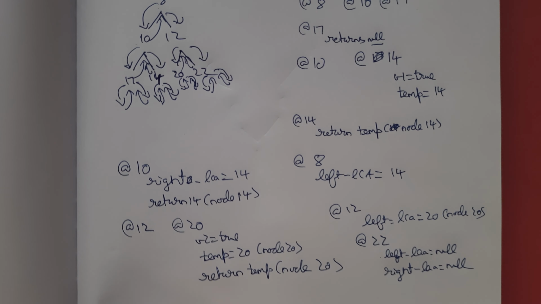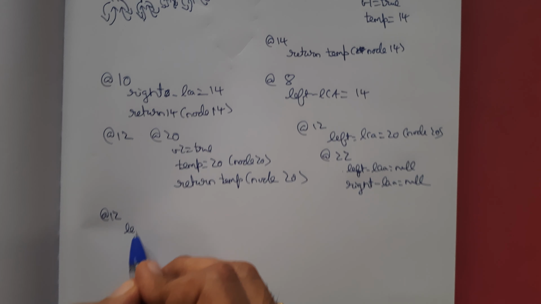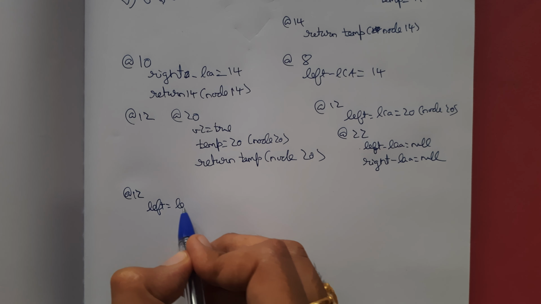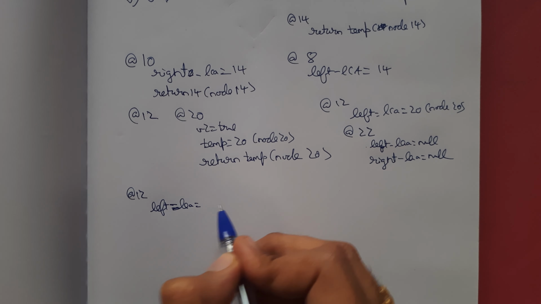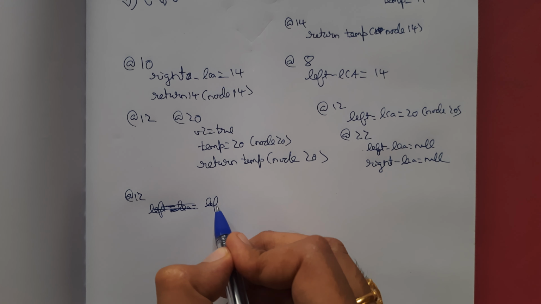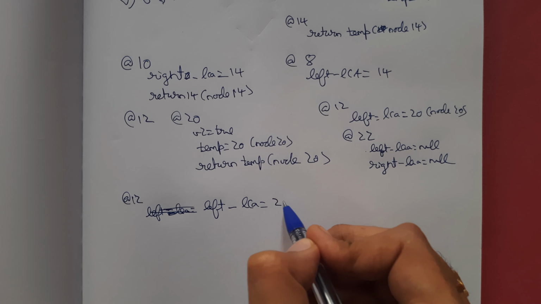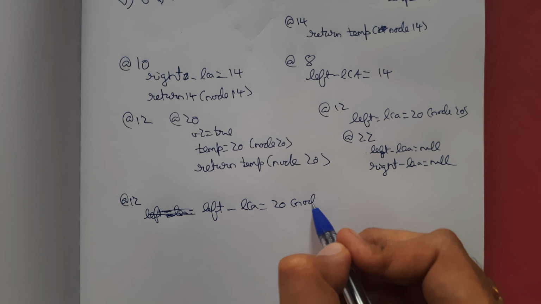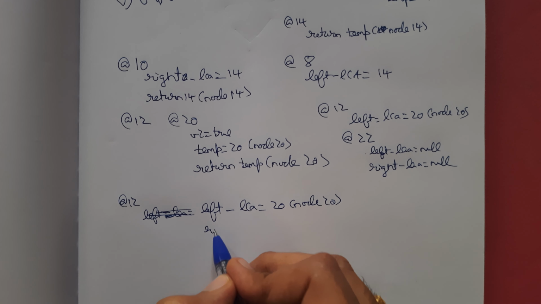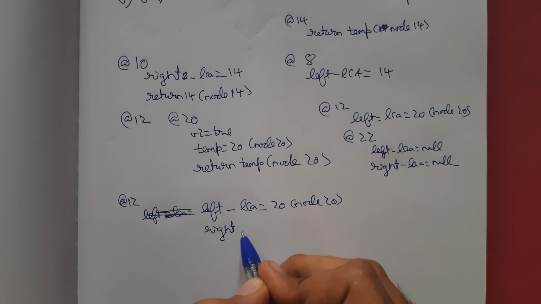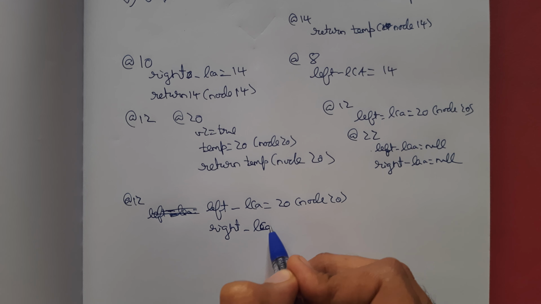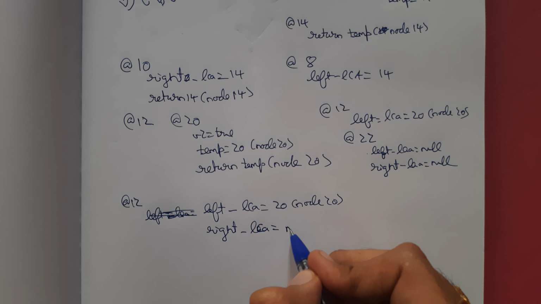We again go back to 12. So at 12 we have the left LCA as node 20, and the right LCA is equal to null.